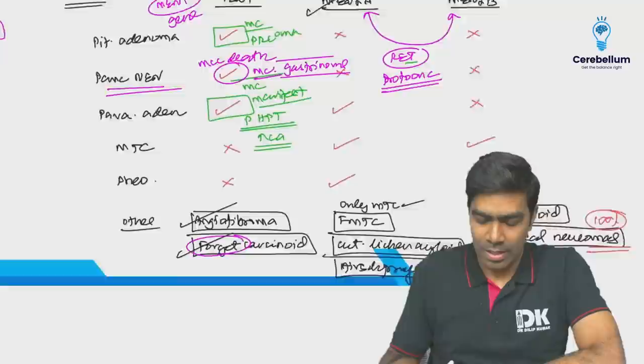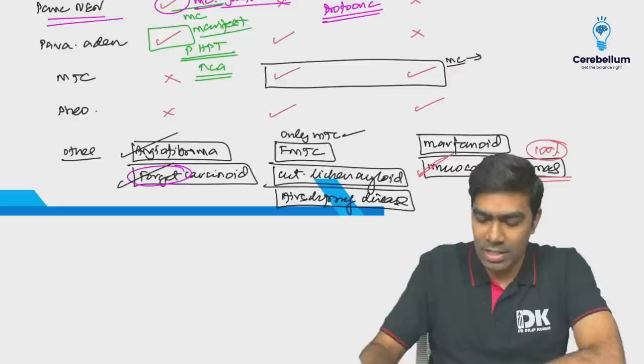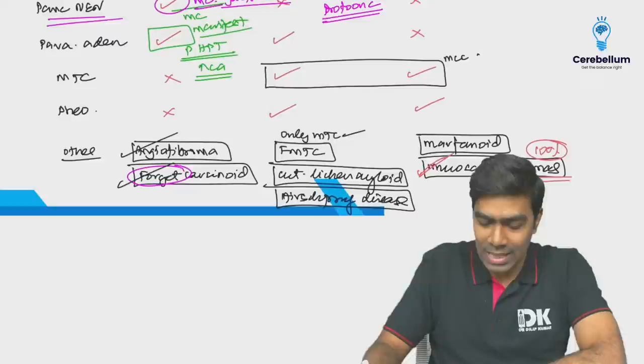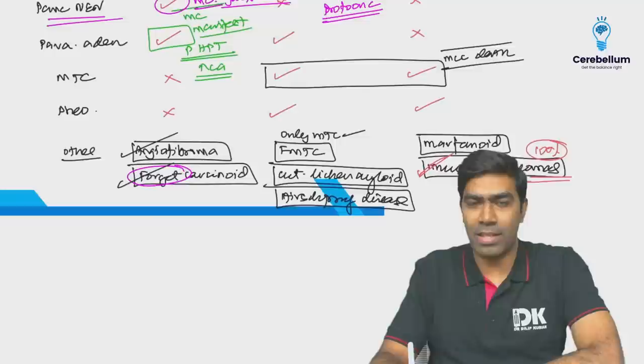And what is the most common manifestation of MEN 2A and 2B? The most common manifestation is medullary thyroid cancer. And the most common cause of death is also medullary thyroid cancer. Okay, the most common cause of death is also going to be medullary thyroid cancer. This is the usual reason for death in patients with MEN 2B.